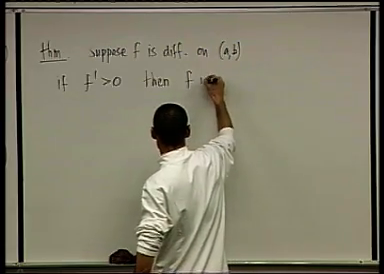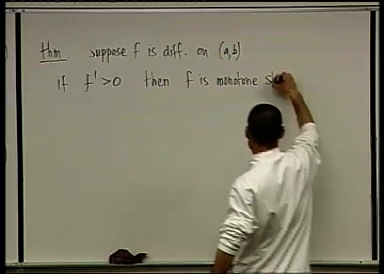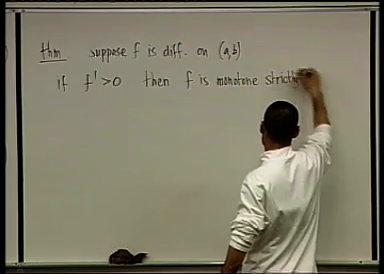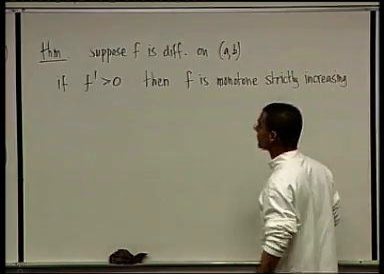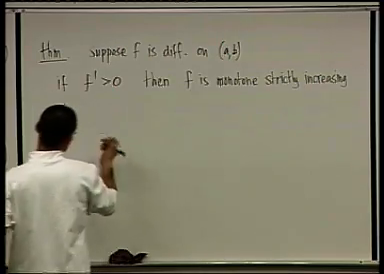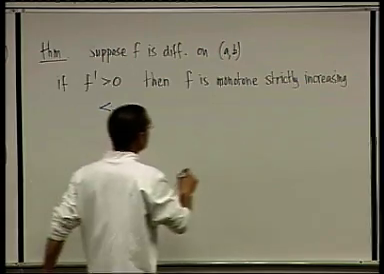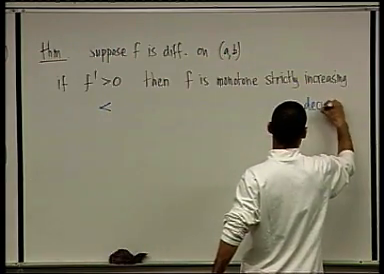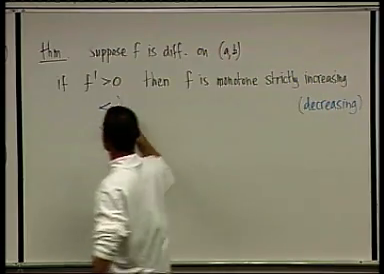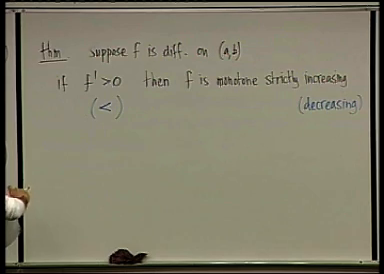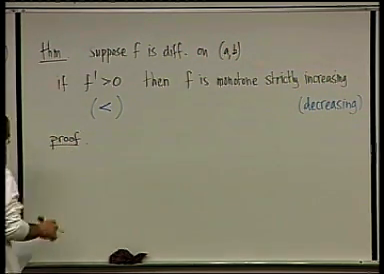Then f is monotone, strictly increasing. And of course, likewise, if f prime is always less than 0, then it would be decreasing. Let's prove this. Very similar to what we just did.